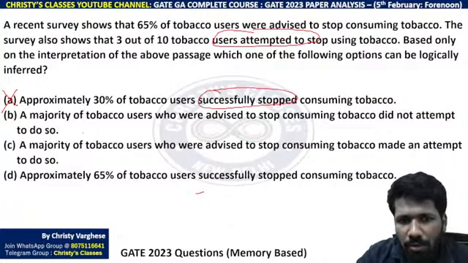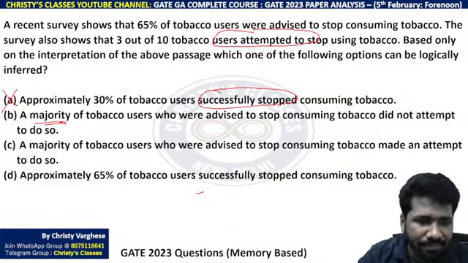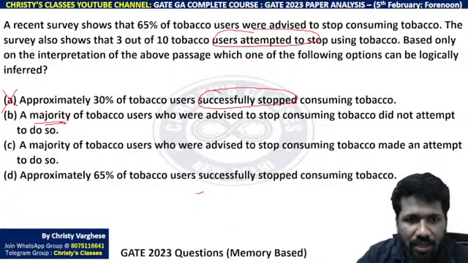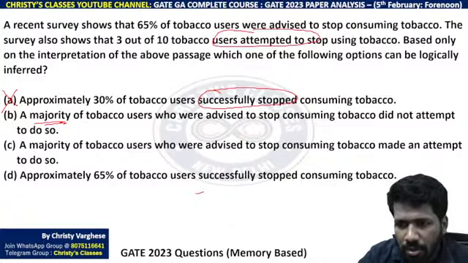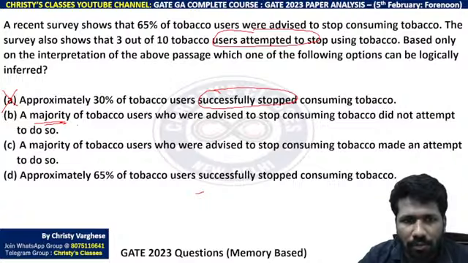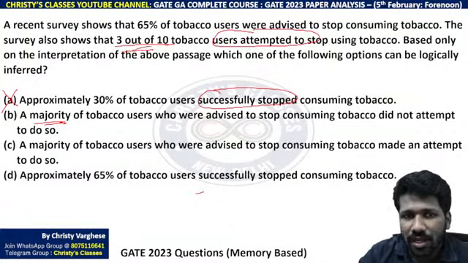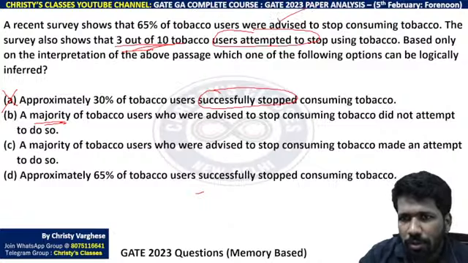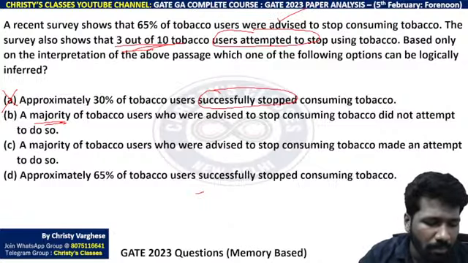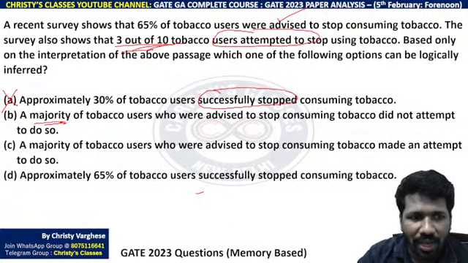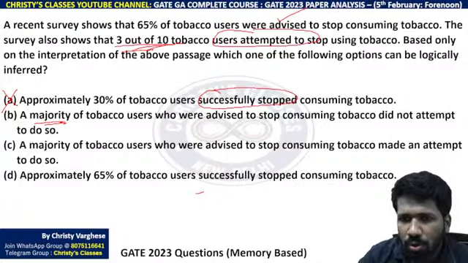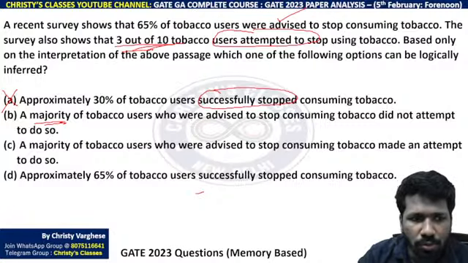A majority of tobacco users who were advised to stop consuming tobacco did not attempt to do so. Majority means more than half, 50% se zyada. 3 out of 10, 30% only. That also, actually there is a lack of clarity there. This 30% is from the people who were advised to stop tobacco or total number of people, that is not sure. Anyway, a majority of tobacco users who were advised to stop consuming tobacco did not attempt to do so.